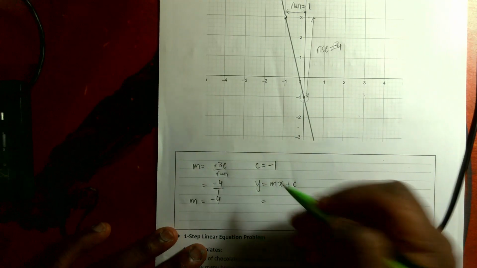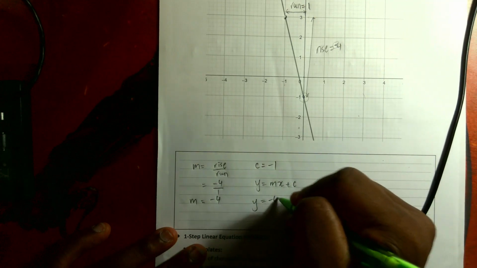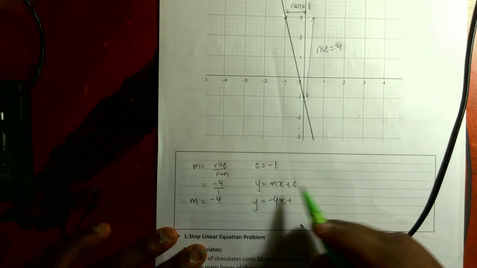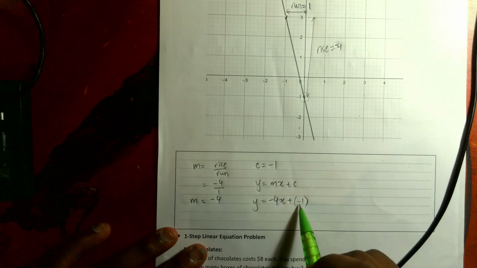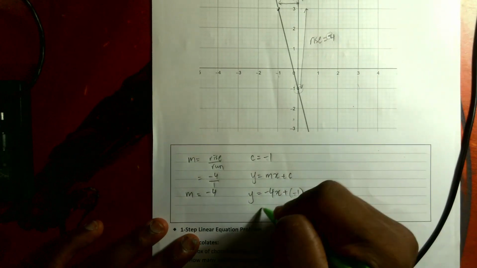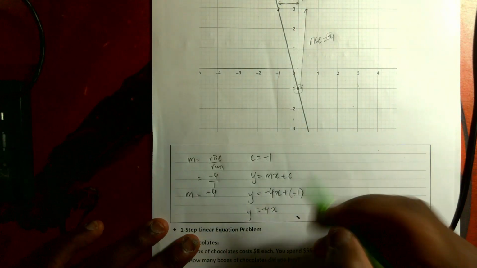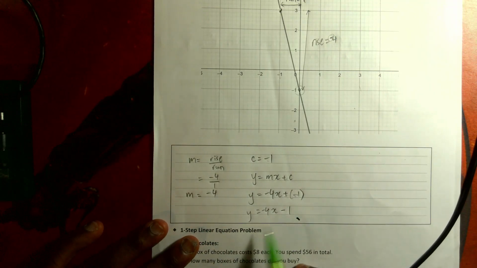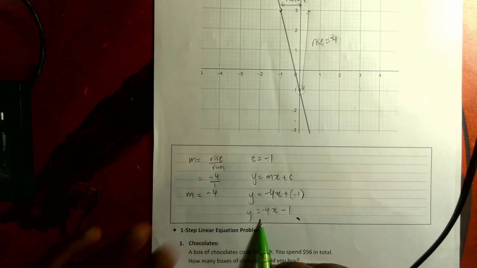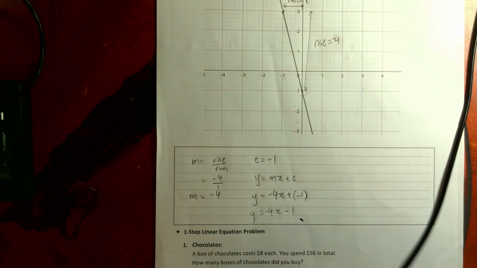So here, y equals, do I have my m? I do, it's -4, x plus, do I have a c? Yep, it's -1, and since it's negative, I'm going to put it in a bracket. Now we'll simplify that, so -4x, positive and a negative makes a negative, number is 1, so the equation for the line is -4x take 1.